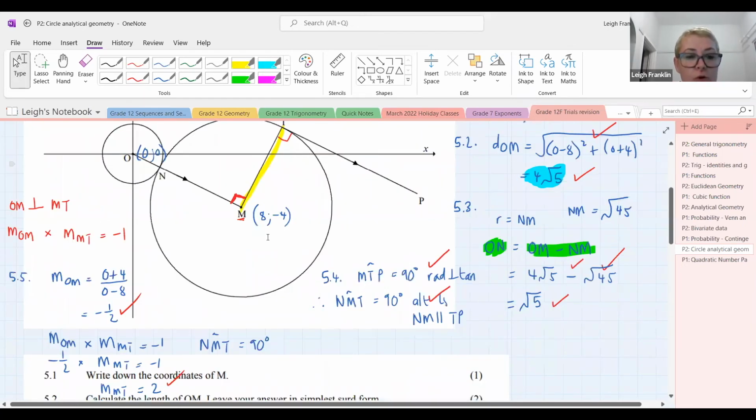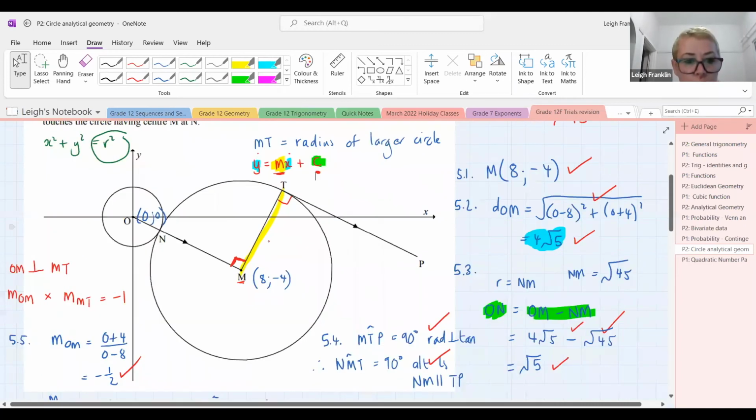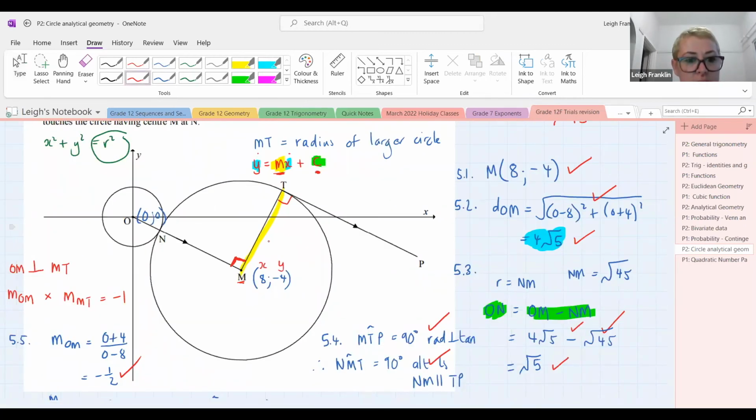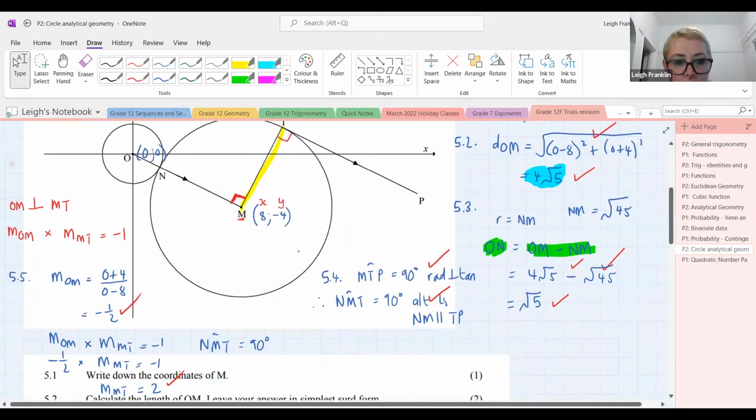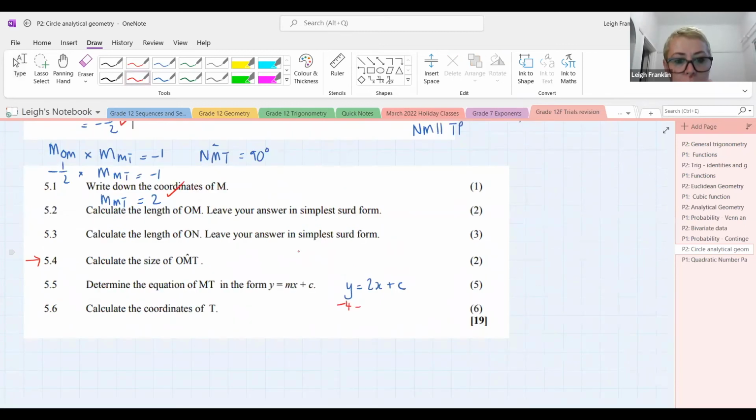So now we know that y is equal to, there's our y, there's our x. Now we can come down here and sub in our -4 and our 8, the coordinates at M, and we can work out the value of c. So c is going to be equal to -4 minus 16. That means that c is -20. So the equation of MT is the line y equals 2x minus 20.